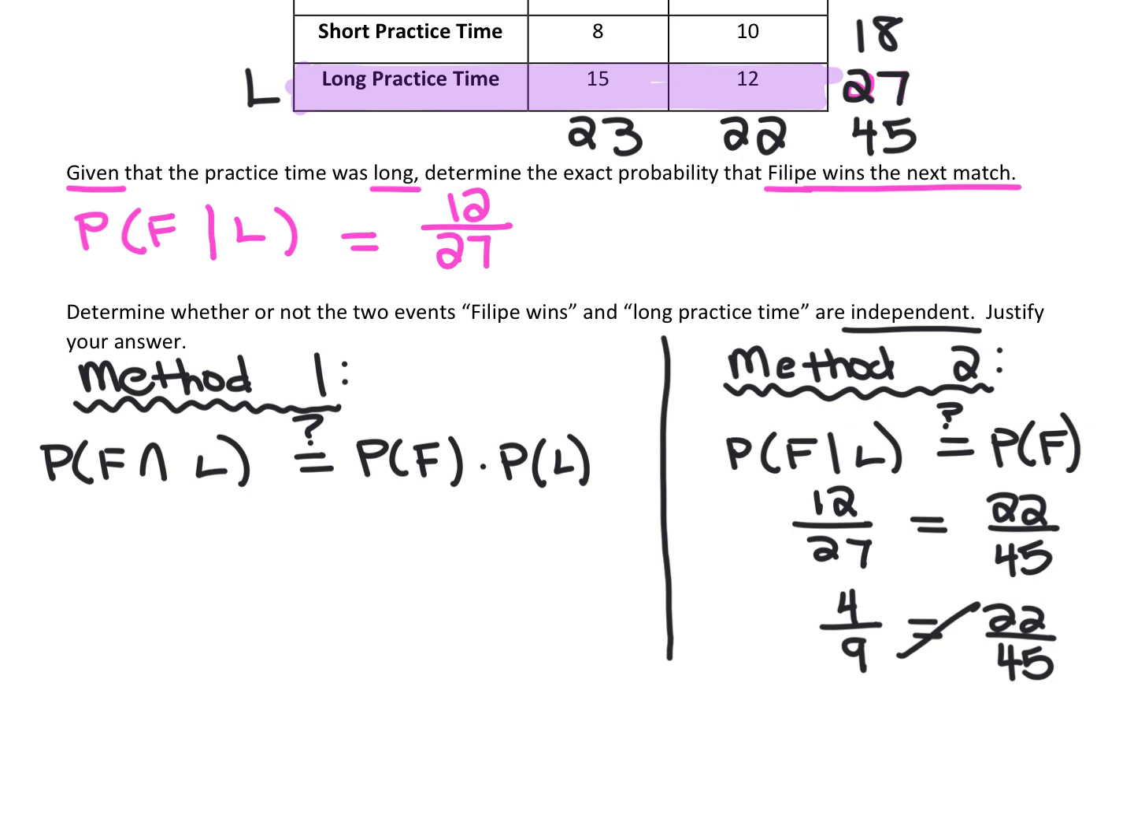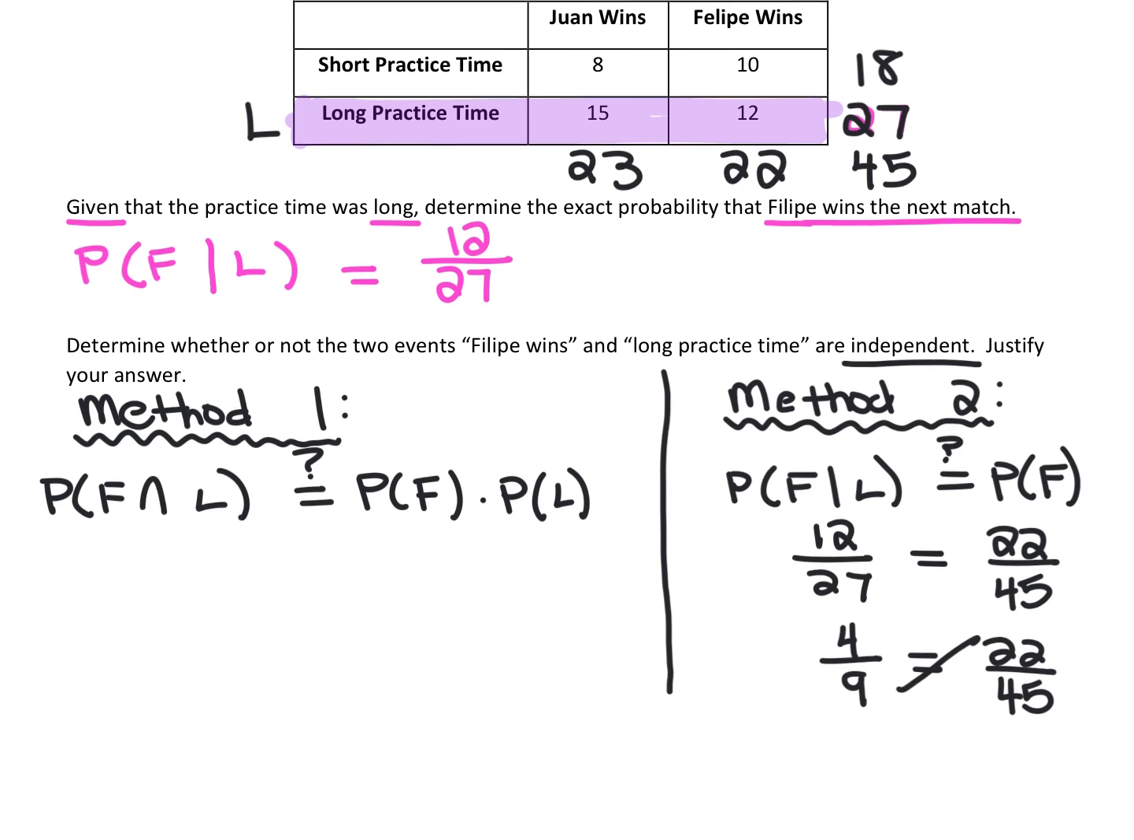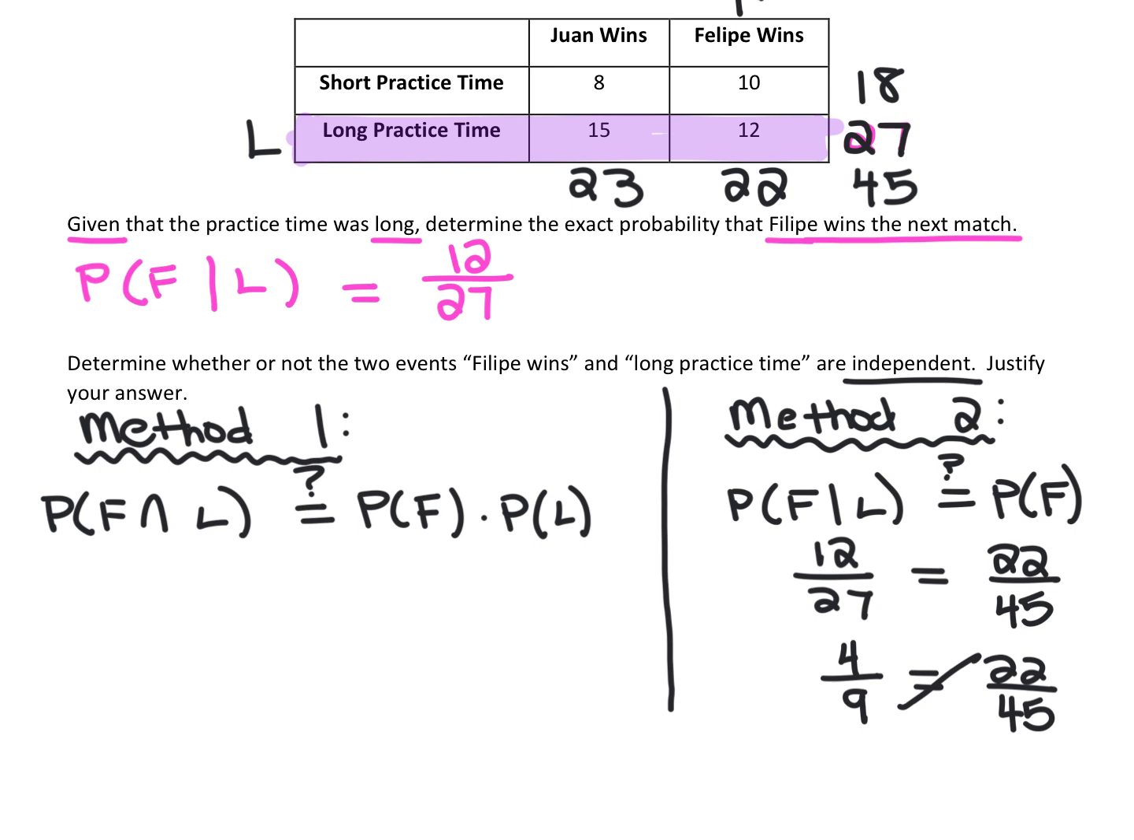Okay, I'm going to write that in a minute. Let me just go over to method 1. So with method 1, we want to find first the probability of Felipe and long practice time. So if we look up here, 12 times is when Felipe wins and there's a long practice time. And that's out of the 45 total matches, so 12 out of 45.